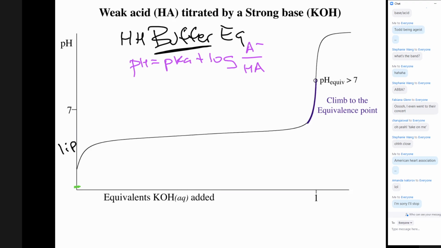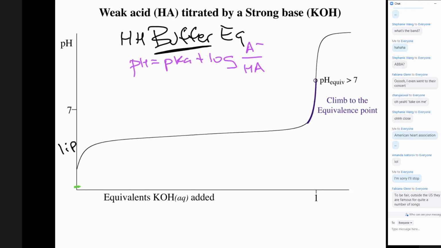But the point being, they're also a band and they're part of this equation. So base over acid.